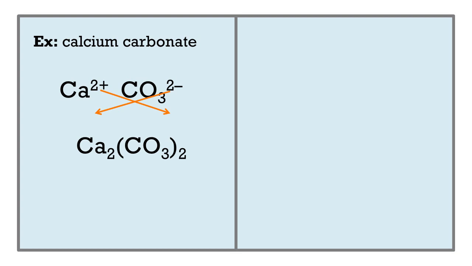Here, ang ratio ng subscripts ay 2:2. We should reduce this to the smallest whole number ratio. This will become 1:1. So the final chemical formula is CaCO3.